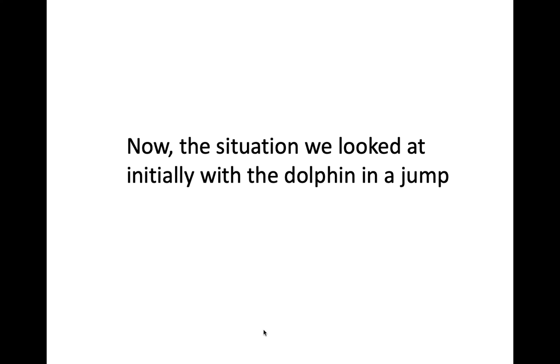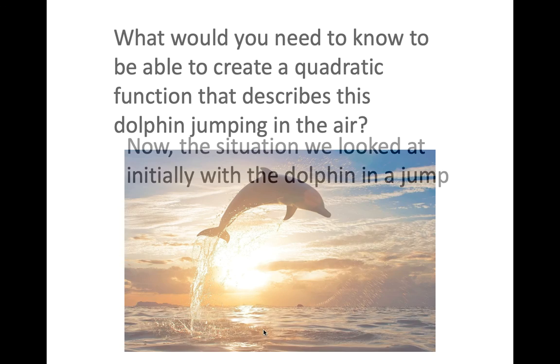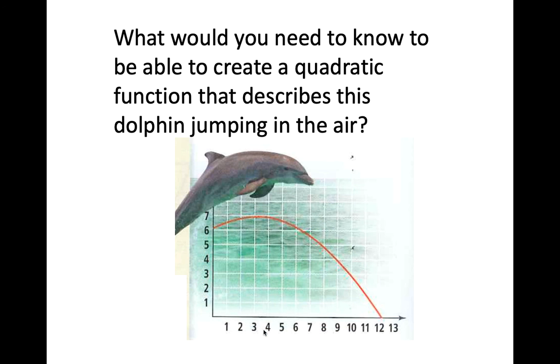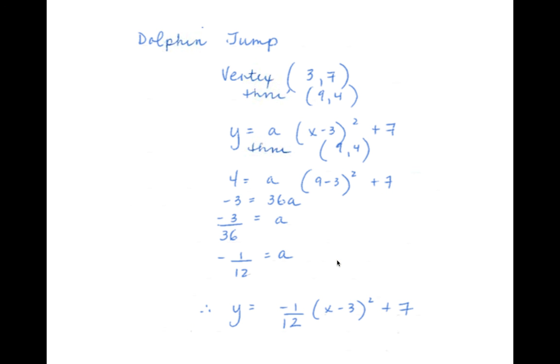Okay, now let's take a look at a couple of real-life examples, starting with the situation we looked at initially with the dolphin in a jump. We decided that if we knew the vertex and at least one other point, we should be able to find things, and so I used the following graph to help you. You can see your vertex is right there at (3, 7), and that the graph goes through here at (9, 4), it's definitely touching. So we put those numbers into our equation, and what we find is that the a value eventually is negative 1/12, and that my function would look like the following in vertex form.